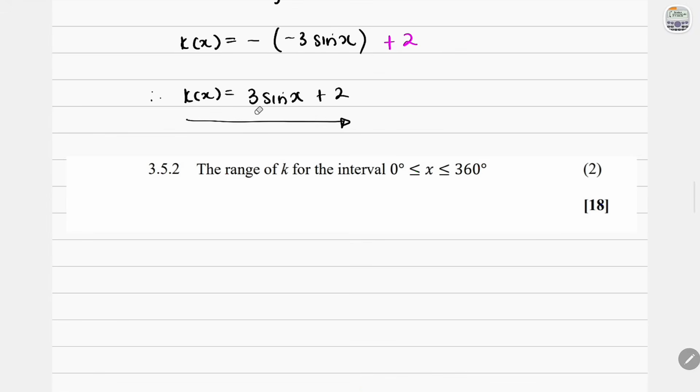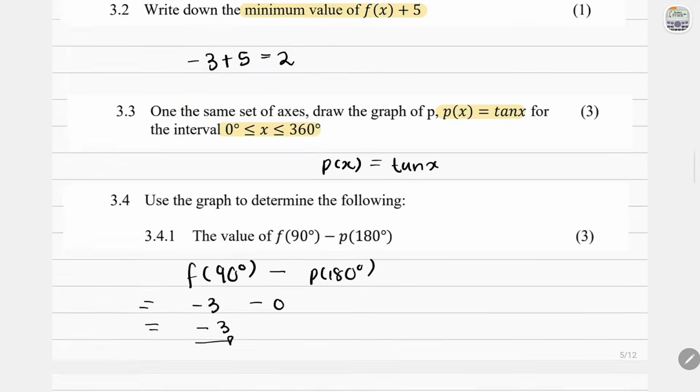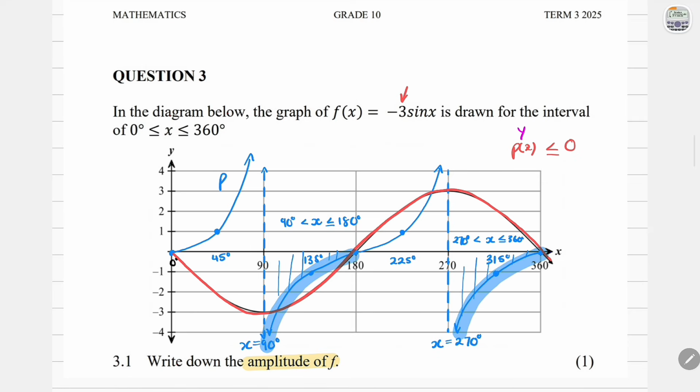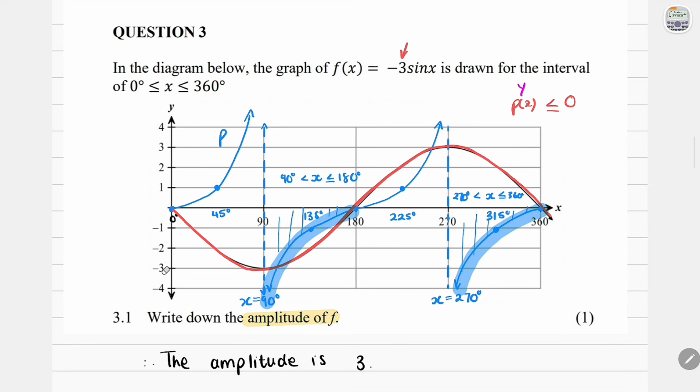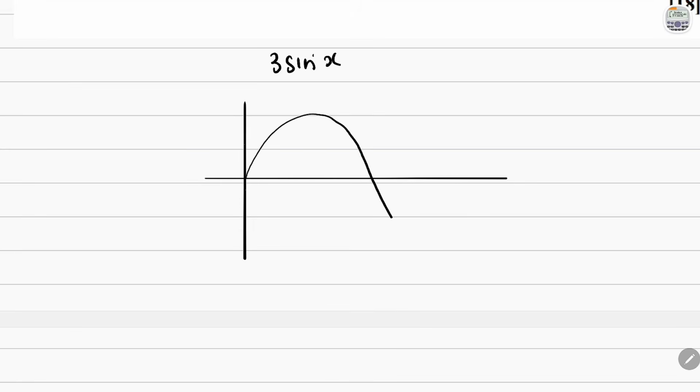So if you have this graph, 3 sine x plus 2, let's talk about the 3 sine x and think about what this graph would look like. If the graph -3 sine x looked like this, where it reached a lowest of -3 and a highest of 3, what is the graph of 3 sine x going to look like? It's a sine graph, which looks like this normally. And all you have to remember is that because this is 3, its maximum would be 3 and its minimum would be -3. So it reaches a highest of 3 and a lowest of -3.